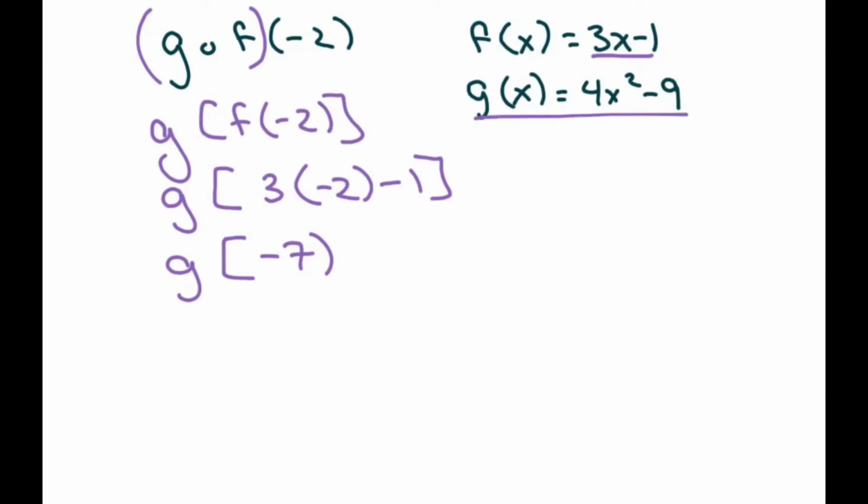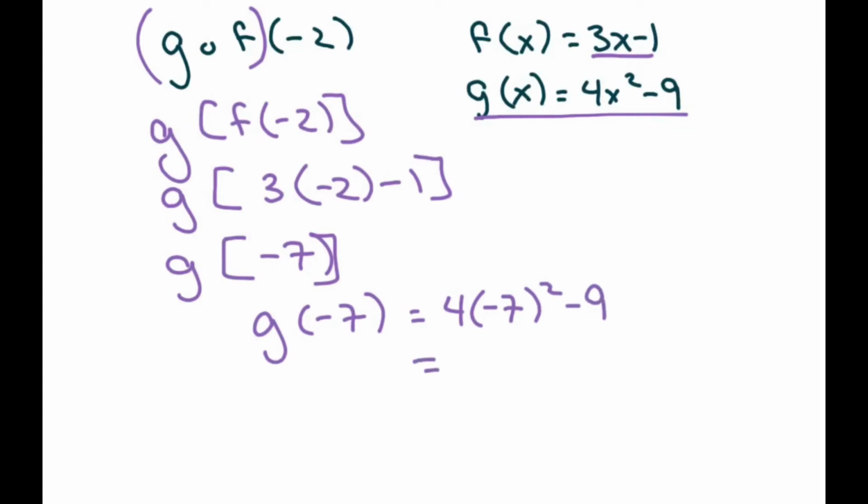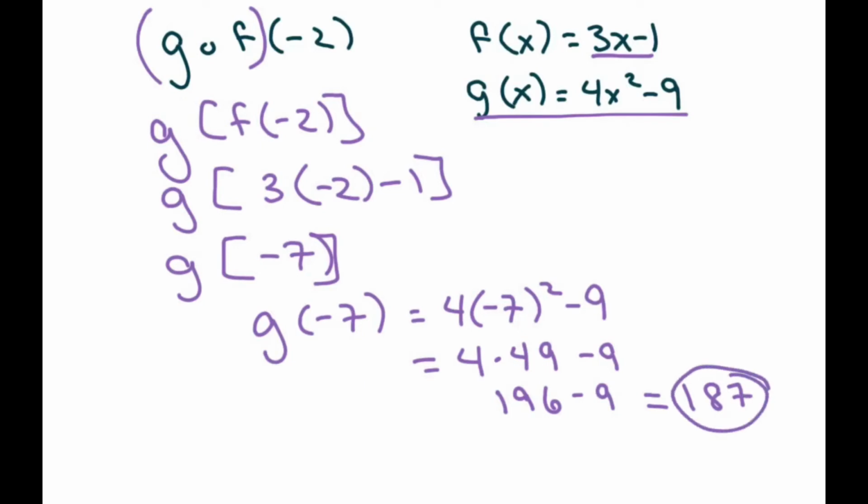And now I just plug it into my g, my outer function. So we have g of negative 7 equals 4 times negative 7 squared minus 9. So that's going to equal 4 times 49 minus 9. 4 times 49 is 196, minus 9, and that's going to be 187. Hopefully I did that right. I did that mentally. Subtract 10, add 1. All right. So there's that one.